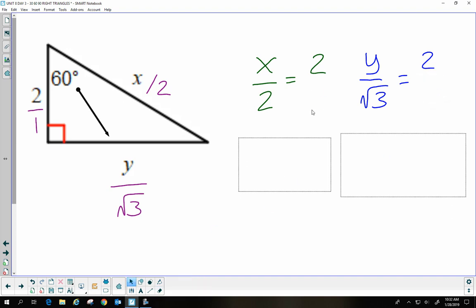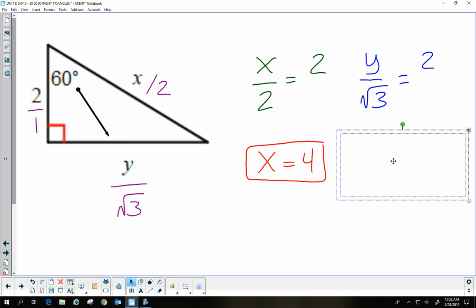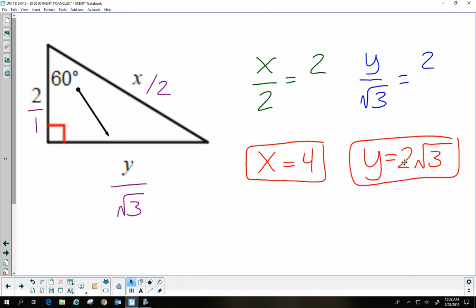And so to solve this for x, we multiply both sides by 2 to get x to be 4. To get y, we multiply both sides by the square root of 3. And so 2 times the square root of 3 we'll just leave as 2 root 3 to keep things simple here.